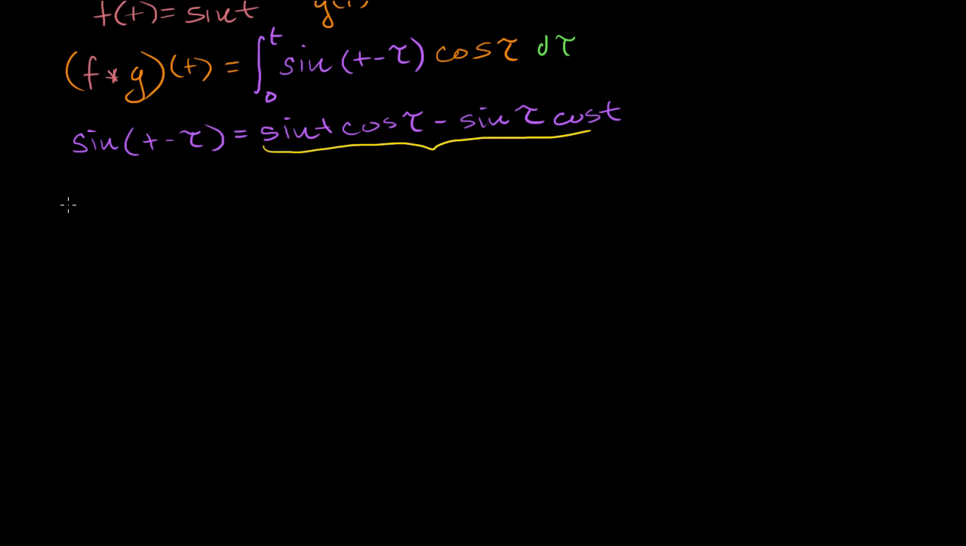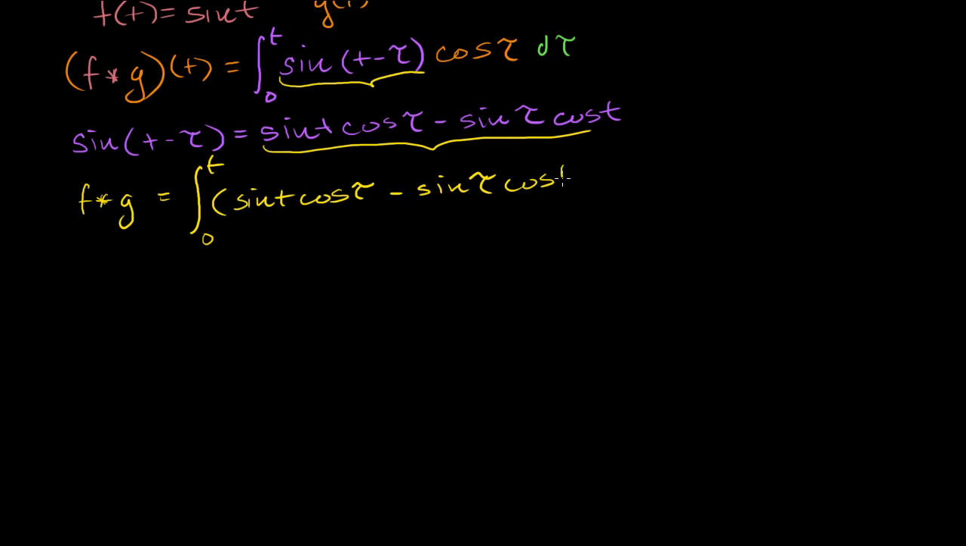book, you get the convolution of f and g, I'll just write it as f star g, is equal to the integral from 0 to t of, instead of sine of t minus tau, I'm going to write this thing right there. So I'm going to write the sine of t times the cosine of tau minus the sine of tau times the cosine of t. And then all of that's times the cosine of tau.